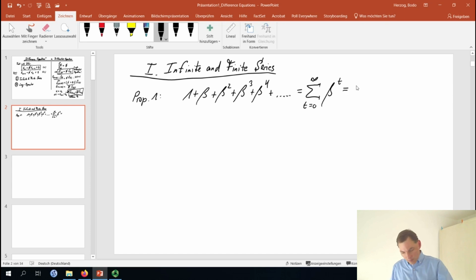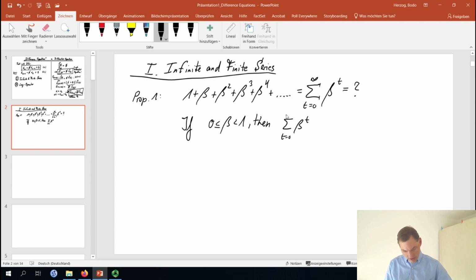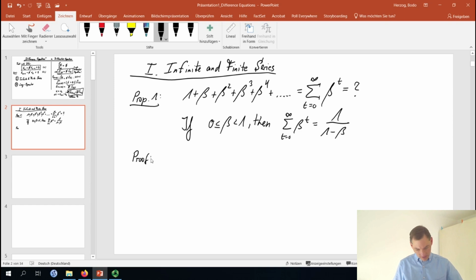And the question is, what is this time series? Does it approximate to a certain term, to a certain number? And that is what we have to find out. Actually, if beta is less than 1 and greater than 0, then this sum from t equals 0 to infinity is equal to 1 over 1 minus beta. Okay, so how can you see this? Let's make a quick proof of this.